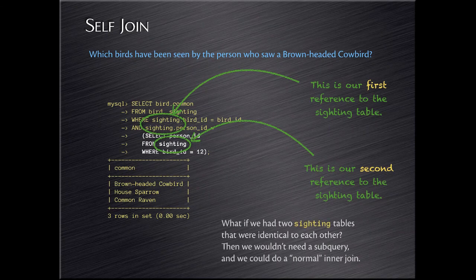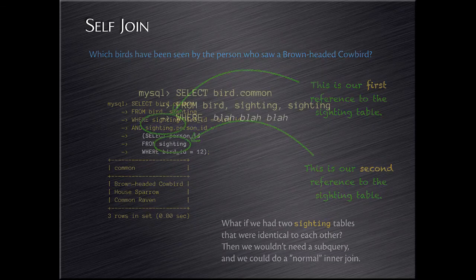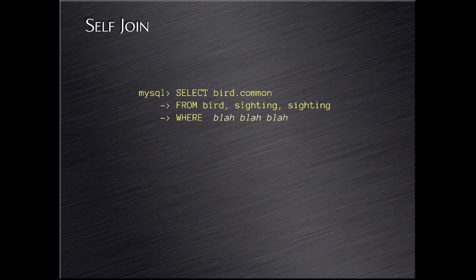What would that mean? Well, it's interesting because if we did have two copies of the citing table, then we could do this like a normal join, a normal inner join. And in fact, we wouldn't need the subquery at all. So let's talk our way through how that would work. The query then would look something like this. I'm going to select the common name of the bird from the following tables: the bird table and the citing table and the citing table, where the following criteria are true, and so on.